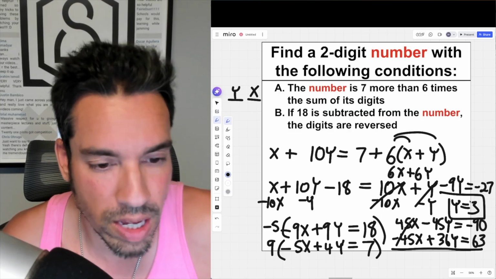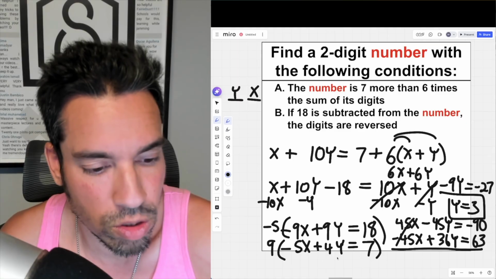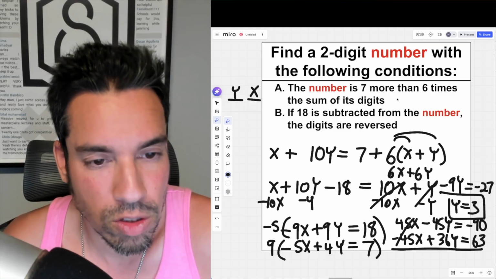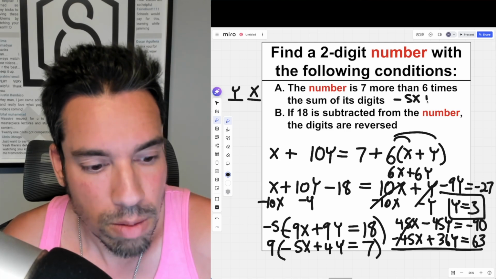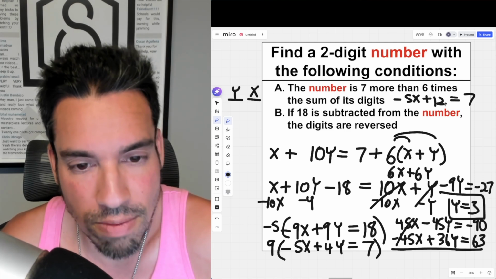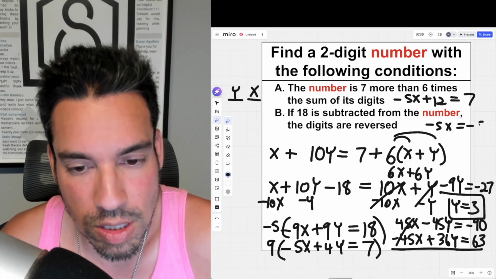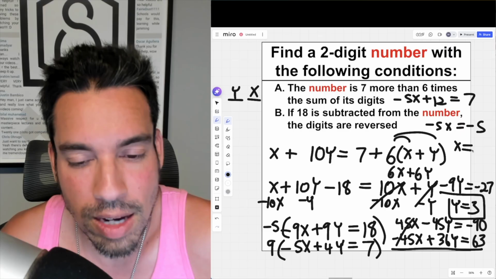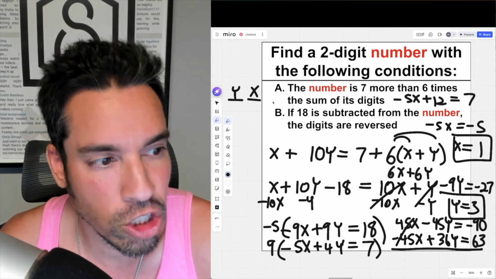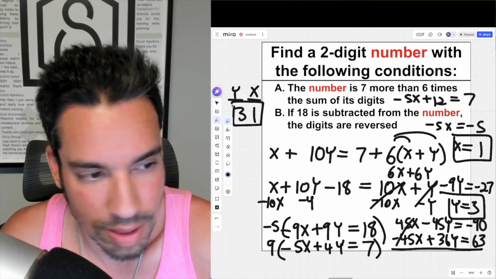Well, look at that. We got one of the values. Now let's see if we can solve for x. I'm going to plug it into either one of these equations. Let's just plug it into the bottom one, negative 5x plus 4y equals 7. So negative 5x plus 4 times y, which is 3, so 4 times 3 is 12, is equal to 7. We're going to subtract 12 from both sides. Negative 5x is equal to 7 minus 12, which is negative 5. Divide by negative 5, and x is equal to 1. So there we have it. What's the two-digit number? It's yx, a.k.a. 31. That's how you do it.